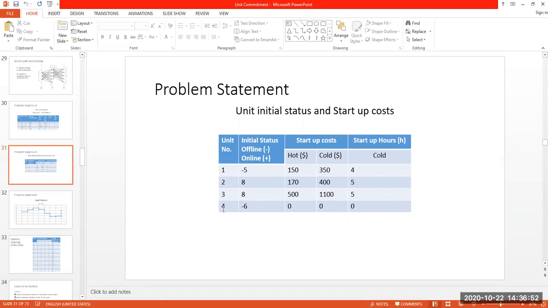Okay. So there is a slight difference between the first 3 units and the last unit. You can see clearly that for the last unit, we don't have any startup cost and we don't have any associated startup hours. So we can assume that it is a quick start unit, whereas the first 3 units you can assume to be larger capacity units, or thermal units.